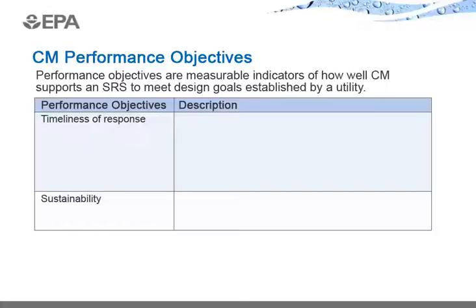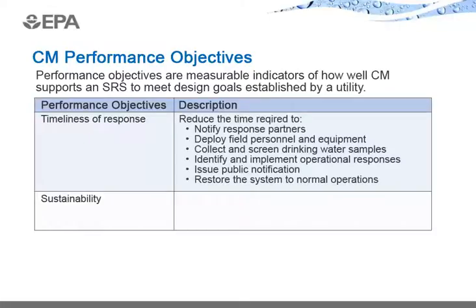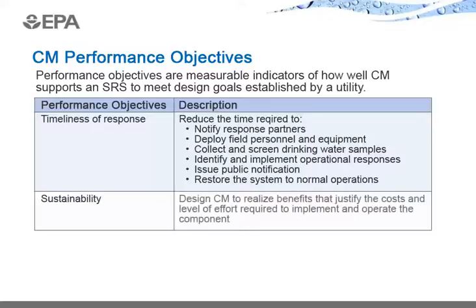For timeliness of response, CM relies on planning to reduce the time required to notify response partners, deploy field personnel and equipment, collect and screen drinking water samples, identify and implement operational responses, issue public notification, and restore the system to normal operations. For sustainability, utilities should design CM to realize benefits that justify the costs and level of effort required to implement and operate the component.